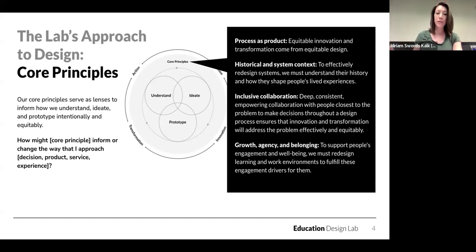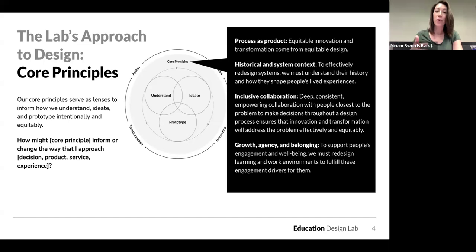from our work. Historical and systemic context asks us to understand the history of how a problem we're tackling came to be, how this problem has manifested itself in the design of systems that exist today, and how these systems have shaped different people's lived experiences. And inclusive collaboration asks us to engage in deep, consistent, empowering collaboration with people closest to the problem at hand throughout any design process we're going through to ensure that their voices are always guiding decision-making so we can work effectively to tackle the problem that we're going after.